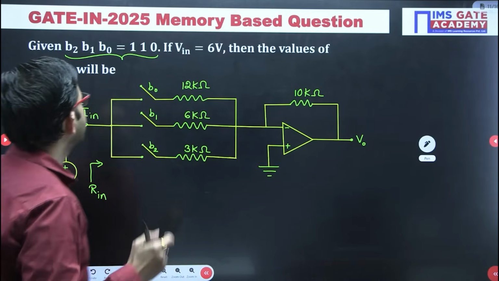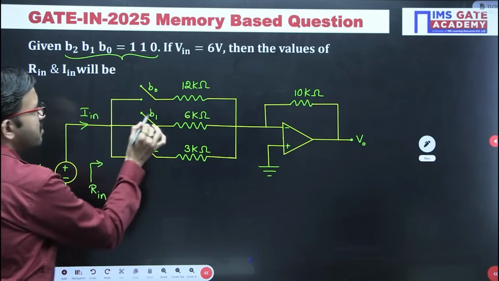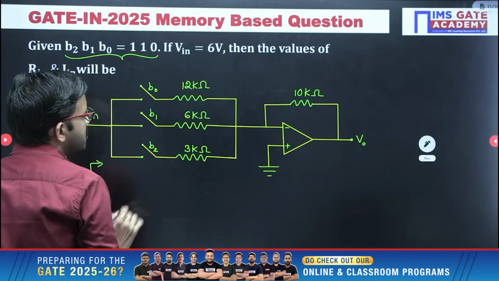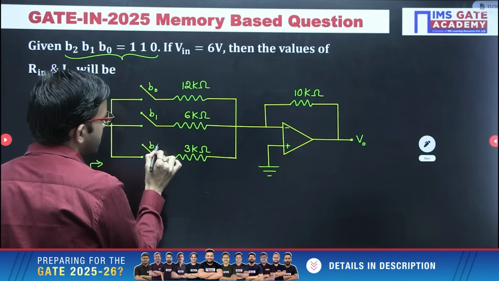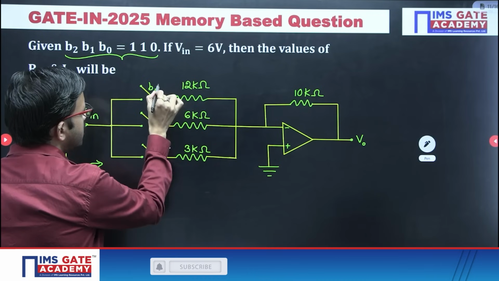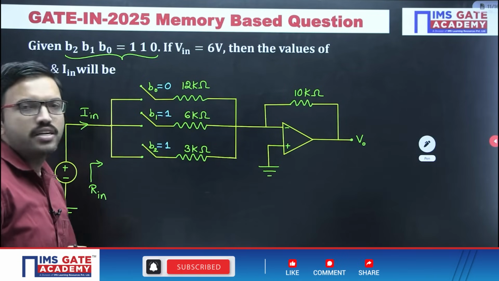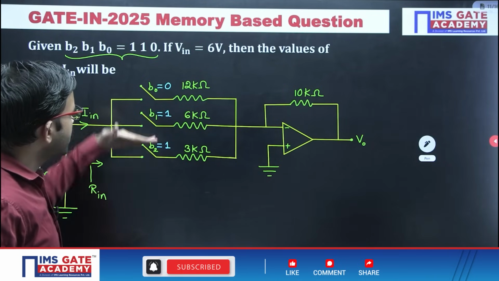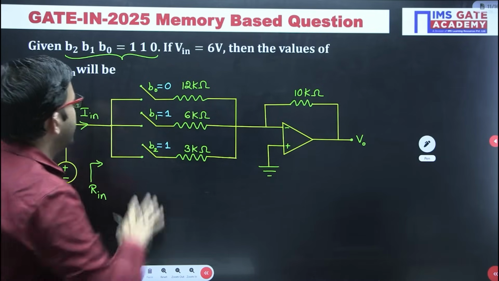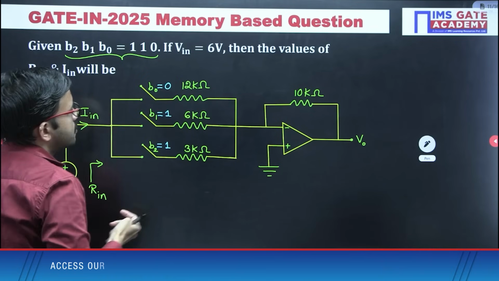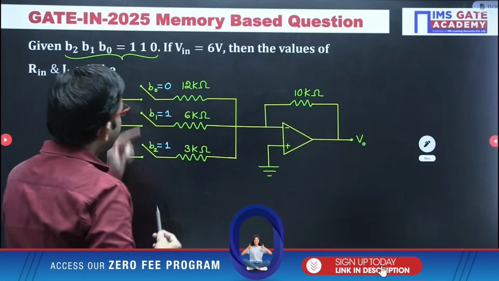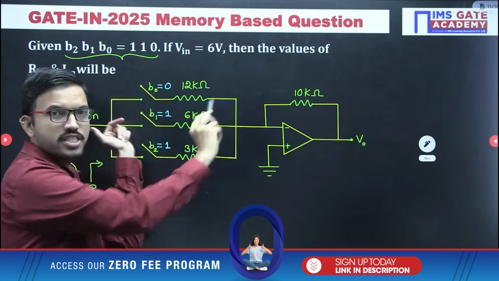Okay, fine. So just observe this particular question, B2, B1, B0 equal to 1, 1, 0. Just for reference, here I am mentioning B2 is 1, B1 is 1, and B0 equal to 0. So here B1 and B2 are 1, that means here the switch is closed, here also the switch is closed. Here B0 is 0, which means the switch is open. If the switch is open, there won't be any current flow in this particular branch, correct?